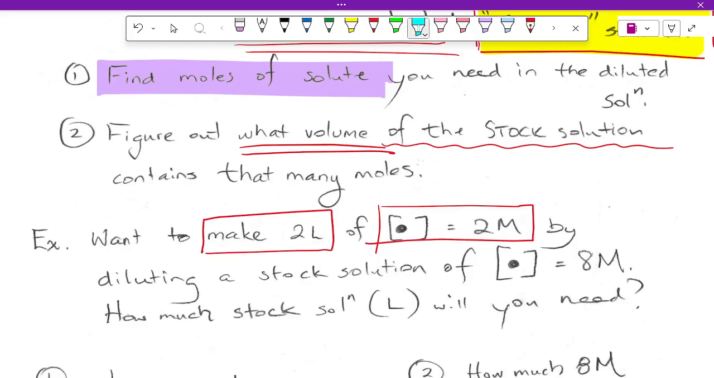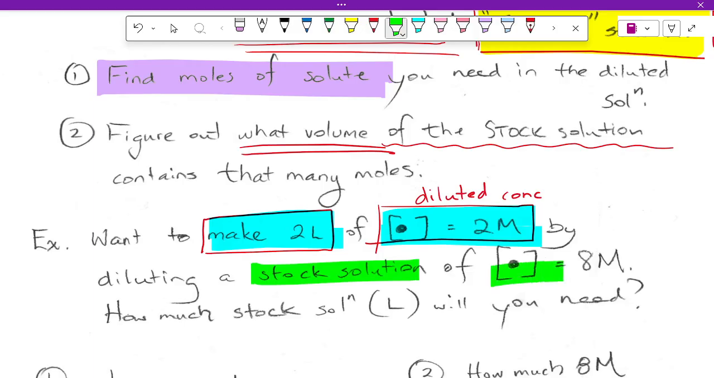Sorry about that. So we want to make 2 liters of that. This is going to be our new concentration. This is our diluted concentration. And we are starting with our stock solution, which has a concentration of 8 molar. So that's our big concentration, and we want to get it smaller. How much of the stock solution in liters will we need?